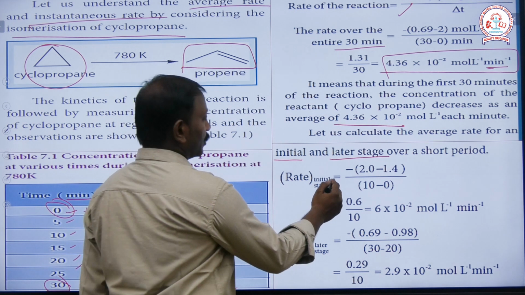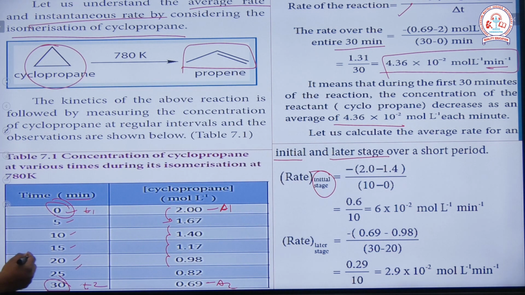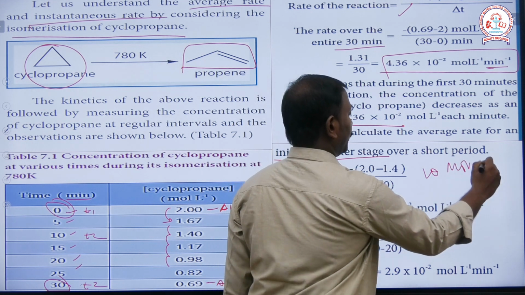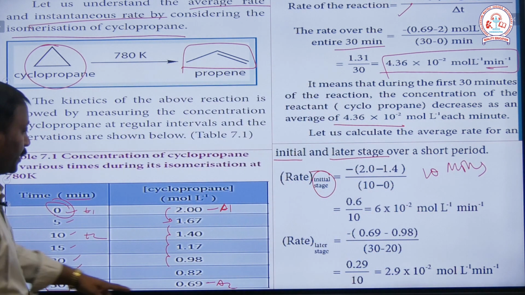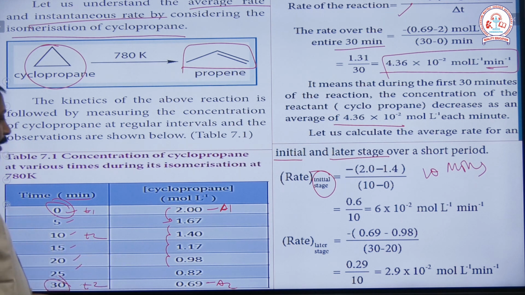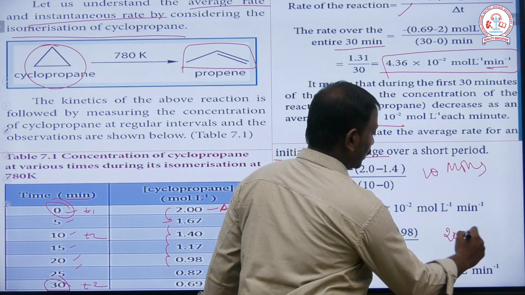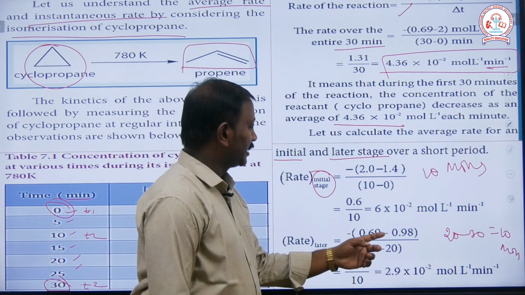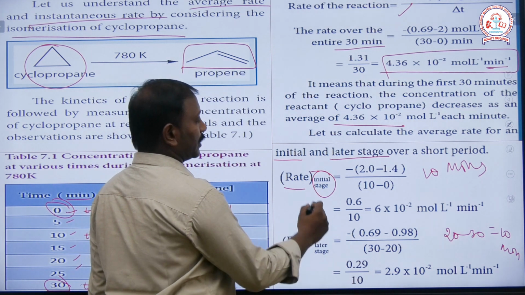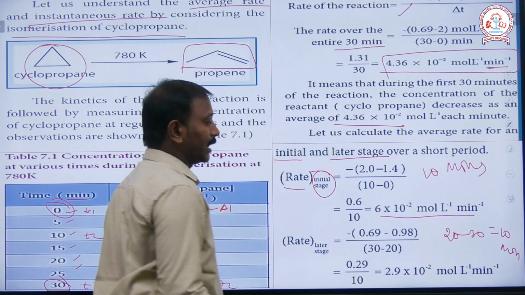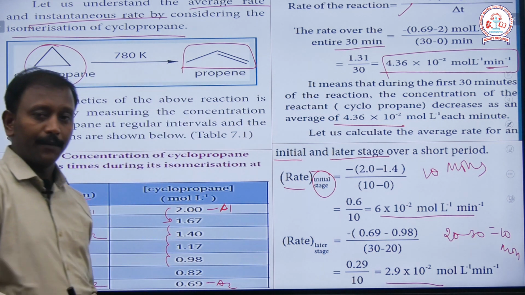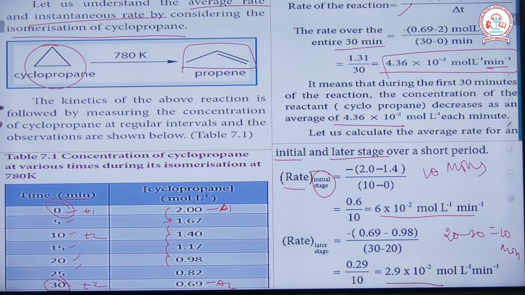Like the initial stage, 2.0 and 1.4. So this is T1 and this is T2, after 10 minutes, so this is for a 10 minute interval. This is also for 0.69 minus 0.98, from 20 to 30 minutes. That means a 10 minute difference. So the rate of the initial reaction we get is 6.2. Initially there is a drastic difference and finally it reduces, and the rate of disappearance will increase.